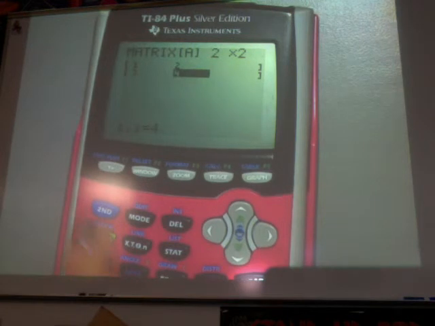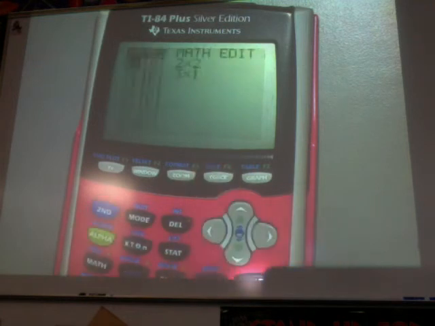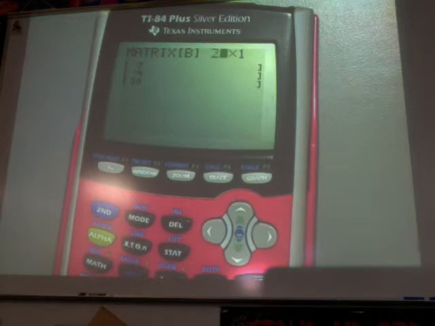Then I need to get back out. Whoops, I don't know what I just hit. So then I need to hit edit again. I need to scroll down to B and hit enter. I have to change the order 2 by 2 and then put in my elements. B is 5, 6, 7, and 8.